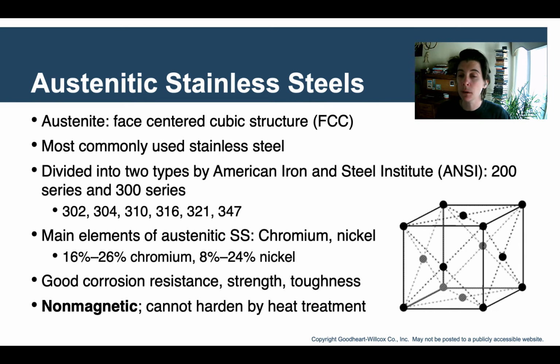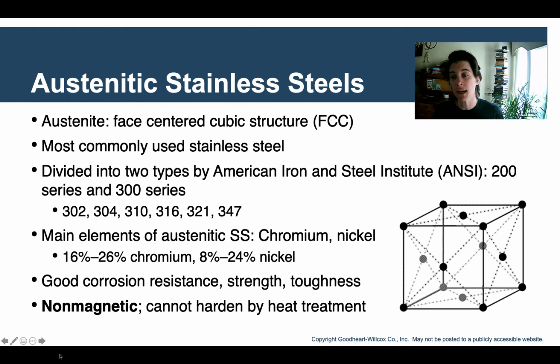And the main elements of austenitic stainless steel, so the main alloying elements that are in it, are chromium and nickel. So usually 16, 20, 26% chromium, 8 to 24% nickel. The benefits of austenitic stainless steel are very good corrosion resistance, high strength, and high toughness. So austenitic stainless steel is the most common stainless steel out there. So if you come across a random scrap piece of stainless and you're not sure what it is, odds are that it is austenitic. That's a good first guess.